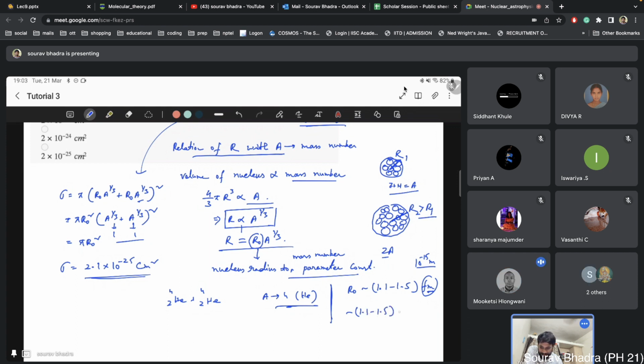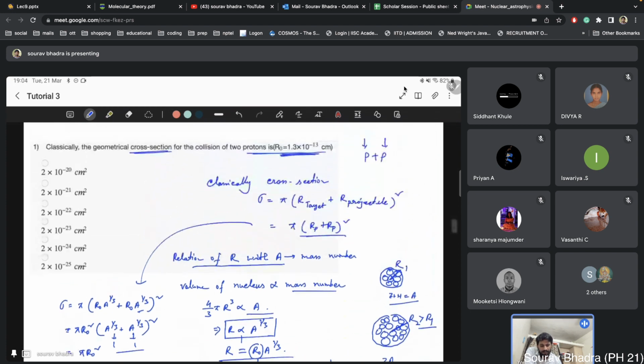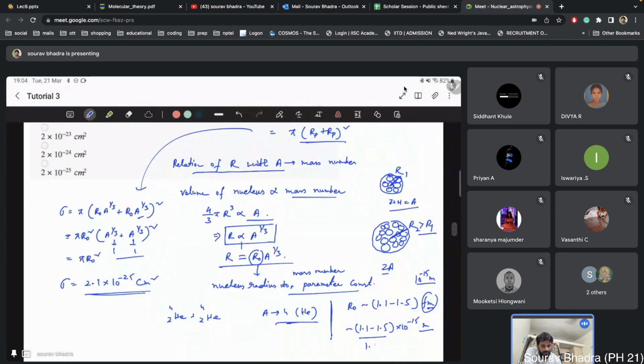So that is 10 to the power minus 15. And if nothing is given, you can take the value in the middle of this range, that is 1.3, which is given in the question. But remember the range, it is 1.1 to 1.5 femtometer.